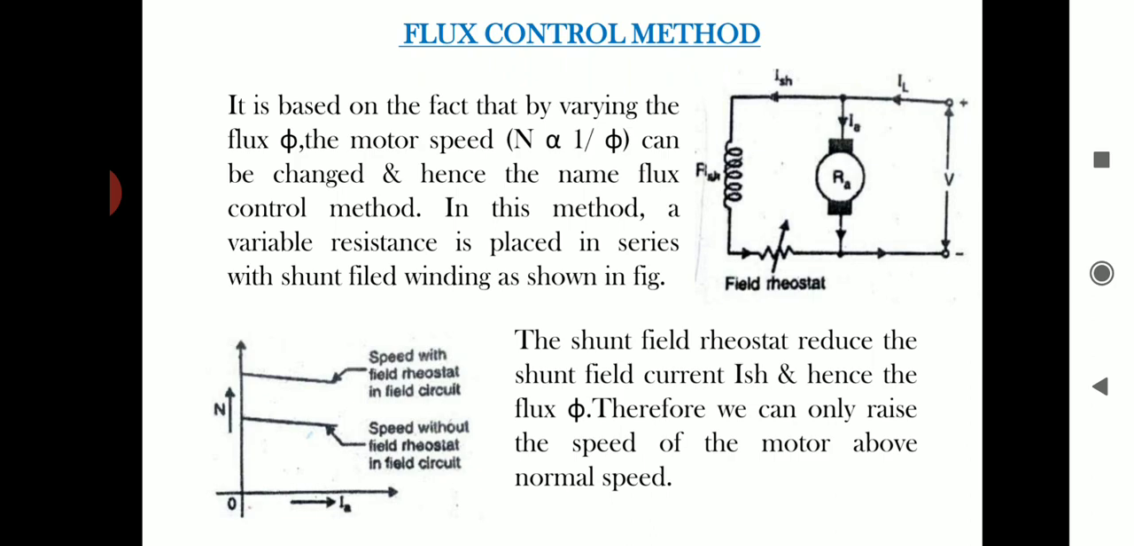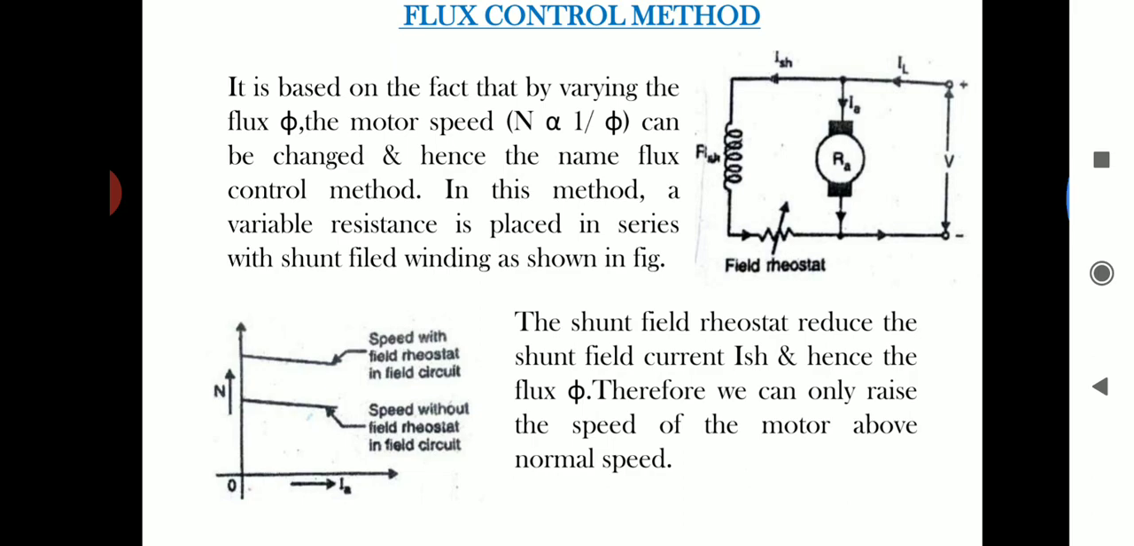It is based on the fact that by varying the flux phi, the motor speed can be changed, and hence the name flux control method. We are varying the flux and changing the speed of the motor. That's why the method is called the flux control method. As you are connecting this rheostat in series with the field winding, what will happen? This rheostat shunts some of the current. It means that your flux gets weak.